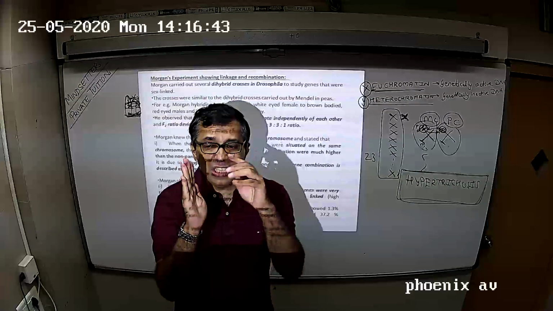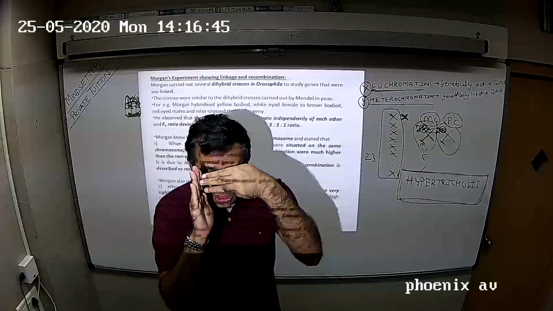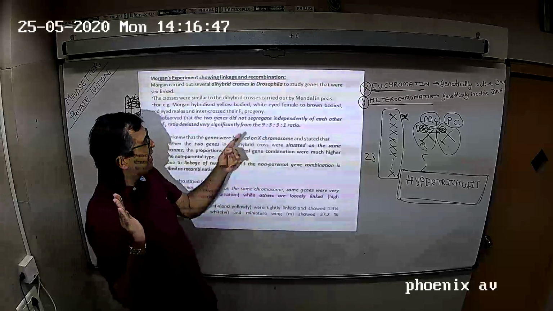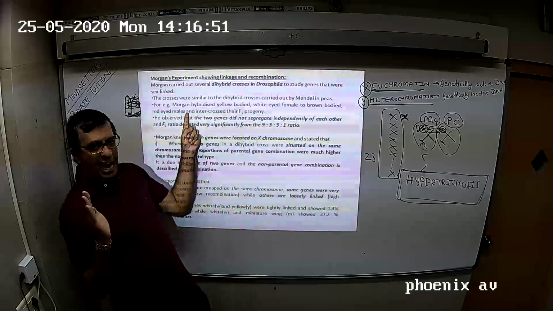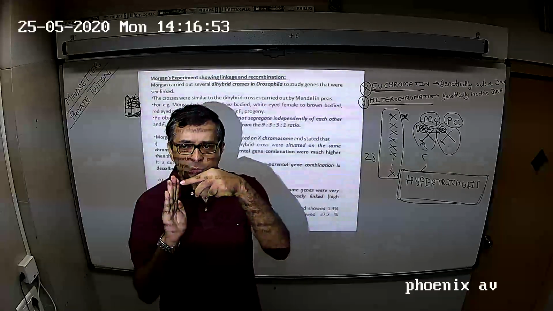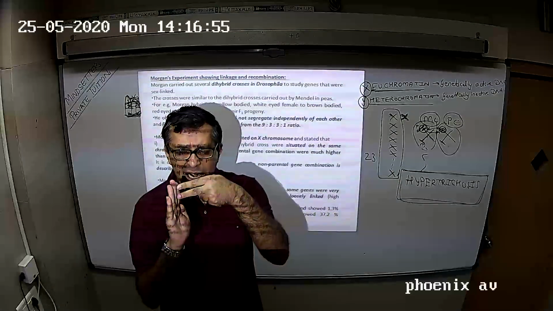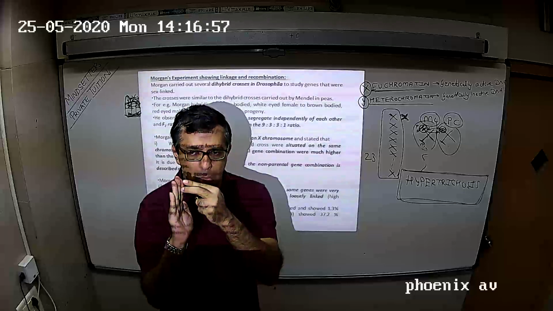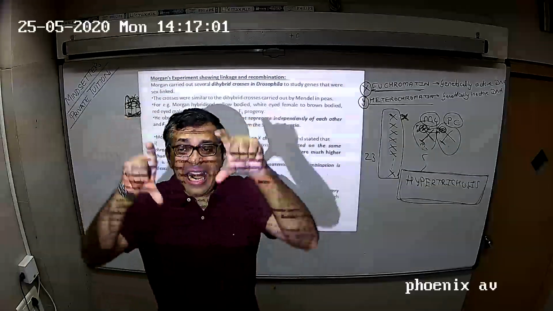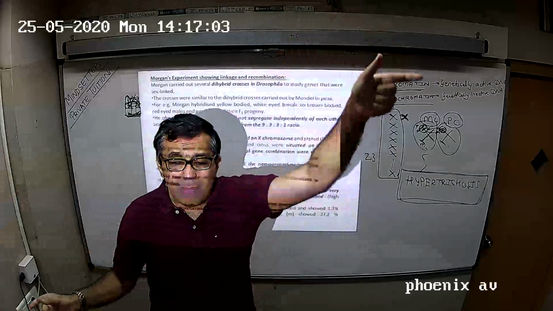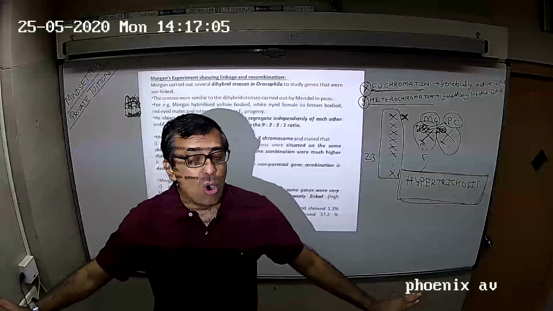Because these genes were linked on the X chromosome, which characteristic? Yellow body, white eye, to brown body, red eye. There were both genes for body color and eye color found on the X chromosome. And that is the reason उनके बीच में independent assortment नहीं हुआ.